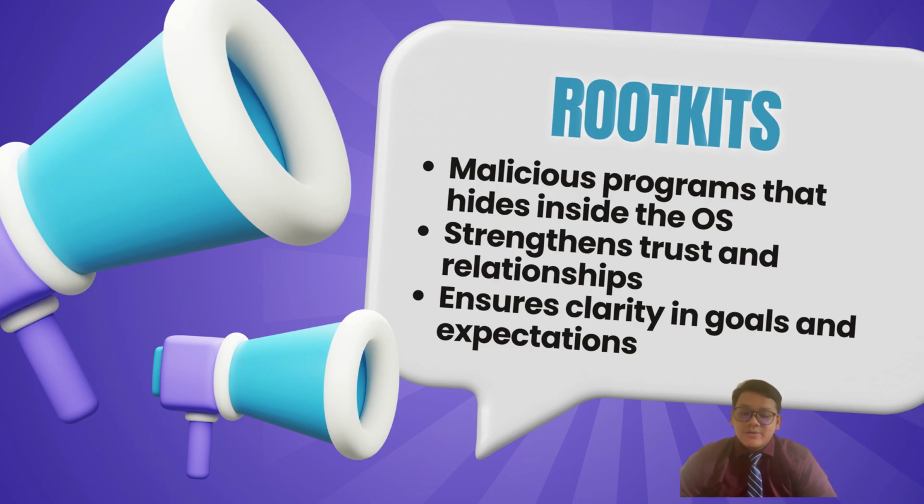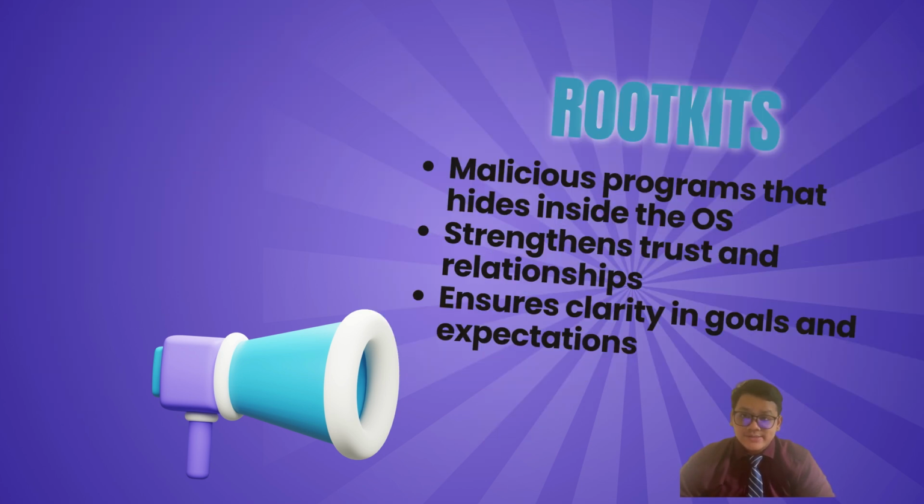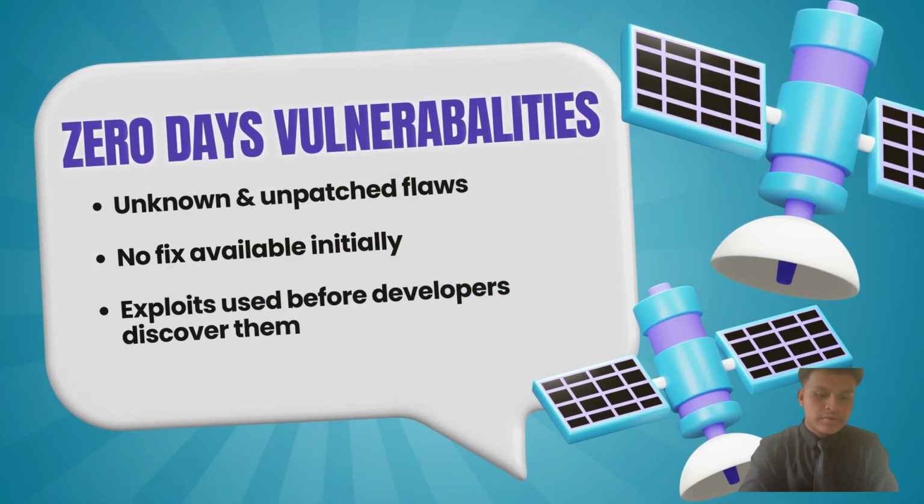Okay, now Aiman will talk about attacks that exploit the unknown before anyone ever knows they exist. Exactly, Nasron. While rootkits hide after infection, zero-day vulnerabilities strike before we even know there is a problem. A zero-day is a hidden flaw in software, like Windows, iOS, or a web browser, that isn't discovered yet, so there is no patch. Attackers can exploit it freely.